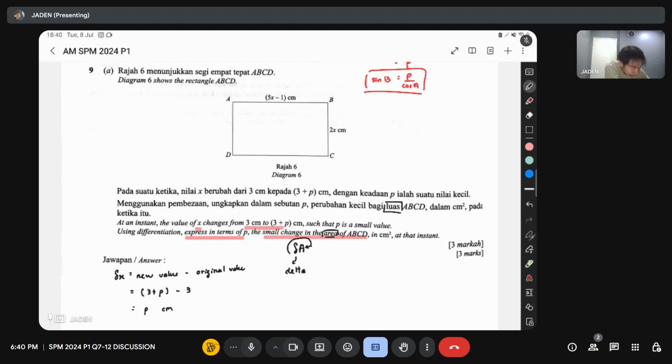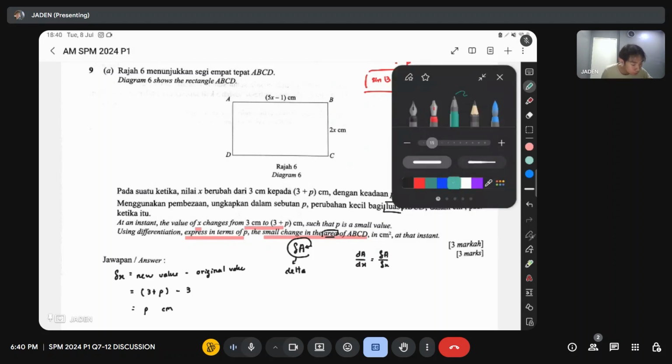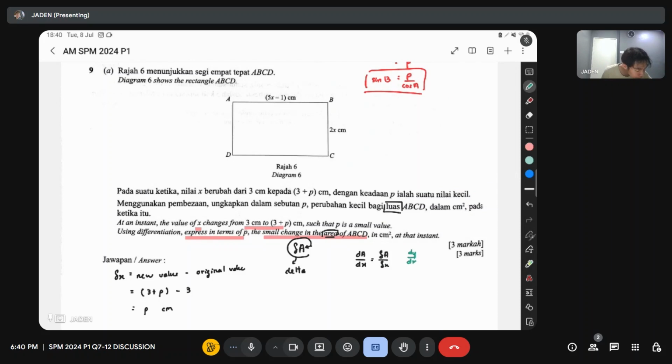Because if you want to get delta A, my friend, you will have to apply this concept. dA over dx is the same as delta A per delta x. If you're confused with this one, I'm sure you heard before, dy/dx equals delta y per delta x. Which means if our target is delta A, I just have to move delta x to the left. I can find my delta A using dA/dx multiplied by delta x. So delta x you already have. You just found it, which is p.